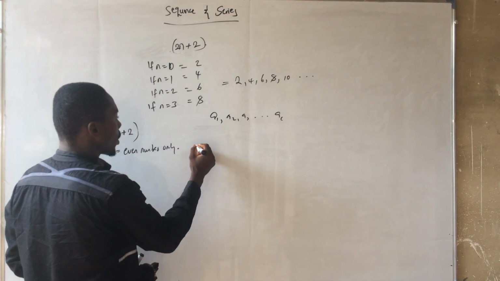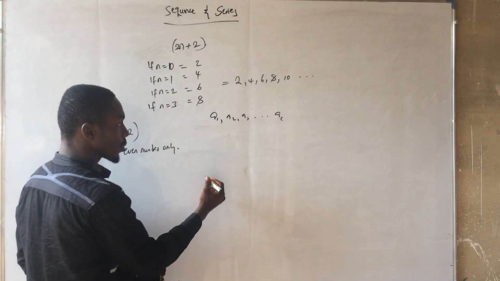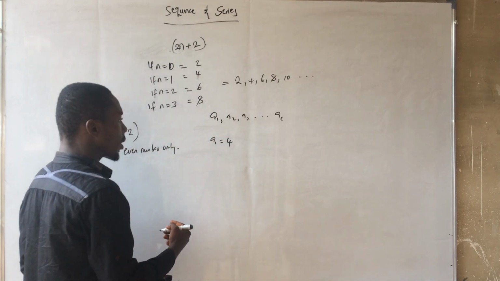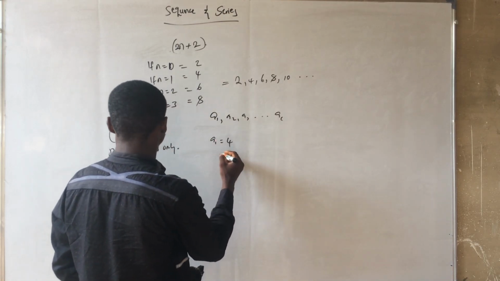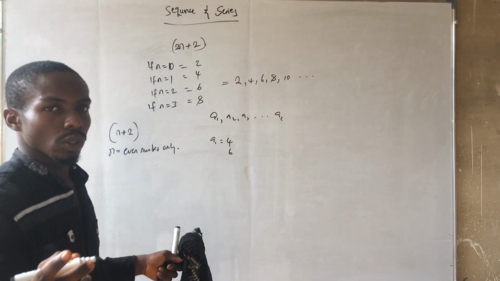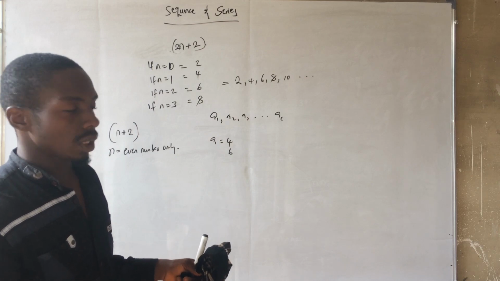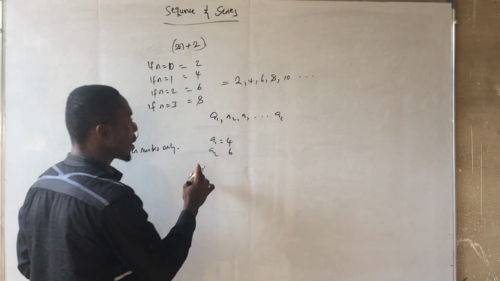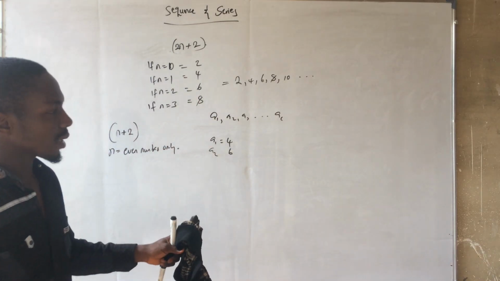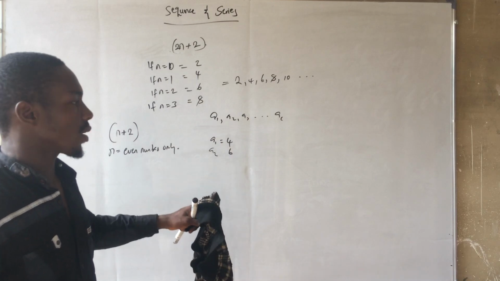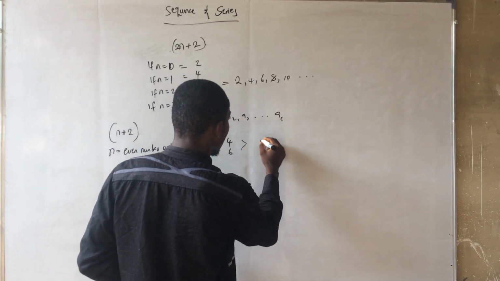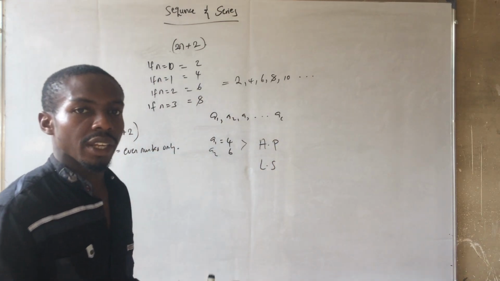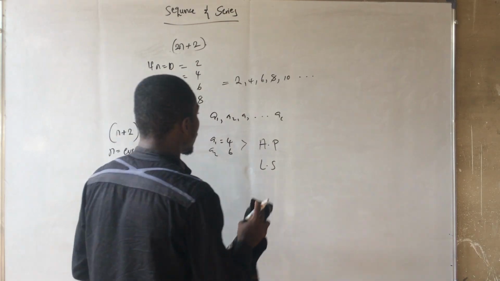So now, if n is equal to 2, A1 is equal to 4. If n is equal to 4, A2 is equal to 6, and so on and so forth. That is what I'm saying. If you are in this kind of progression or sequence, know that we are dealing with arithmetic progression, or linear sequence. So that is it.